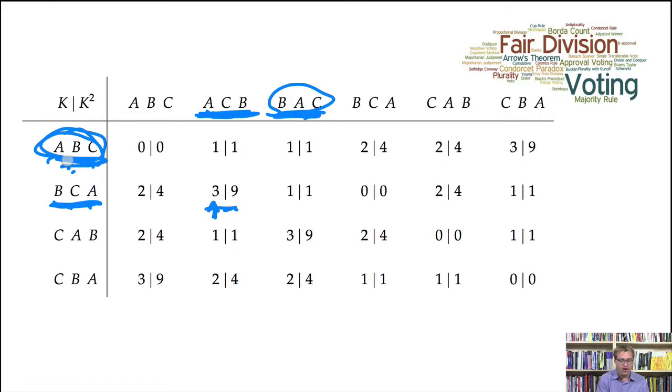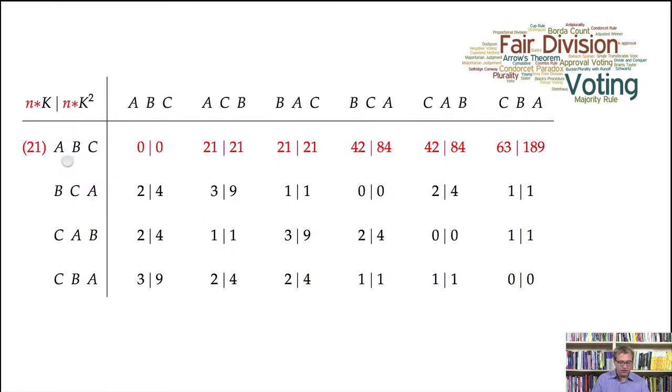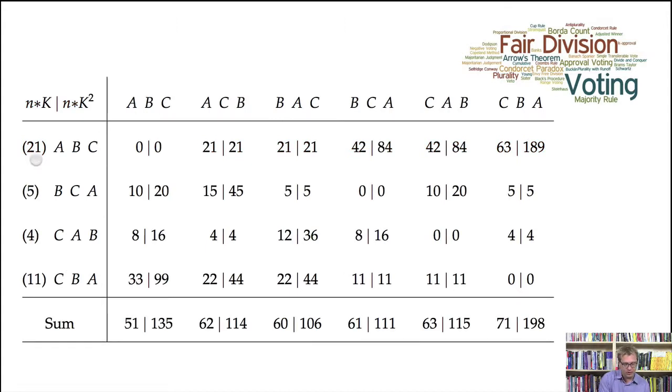In fact, 21 people held the ranking A above B above C. So we need to multiply all the numbers along the first row by 21, and we can then fill in the rest of the table. 21 people prefer A over B over C, 5 people have the second ranking, 4 have the third ranking, and 11 have the last ranking. When we sum up over the columns, we see that, for example, the sum of distances to the ranking A above B above C turns out to be 51. That's the smallest. This minimizes the overall sum.